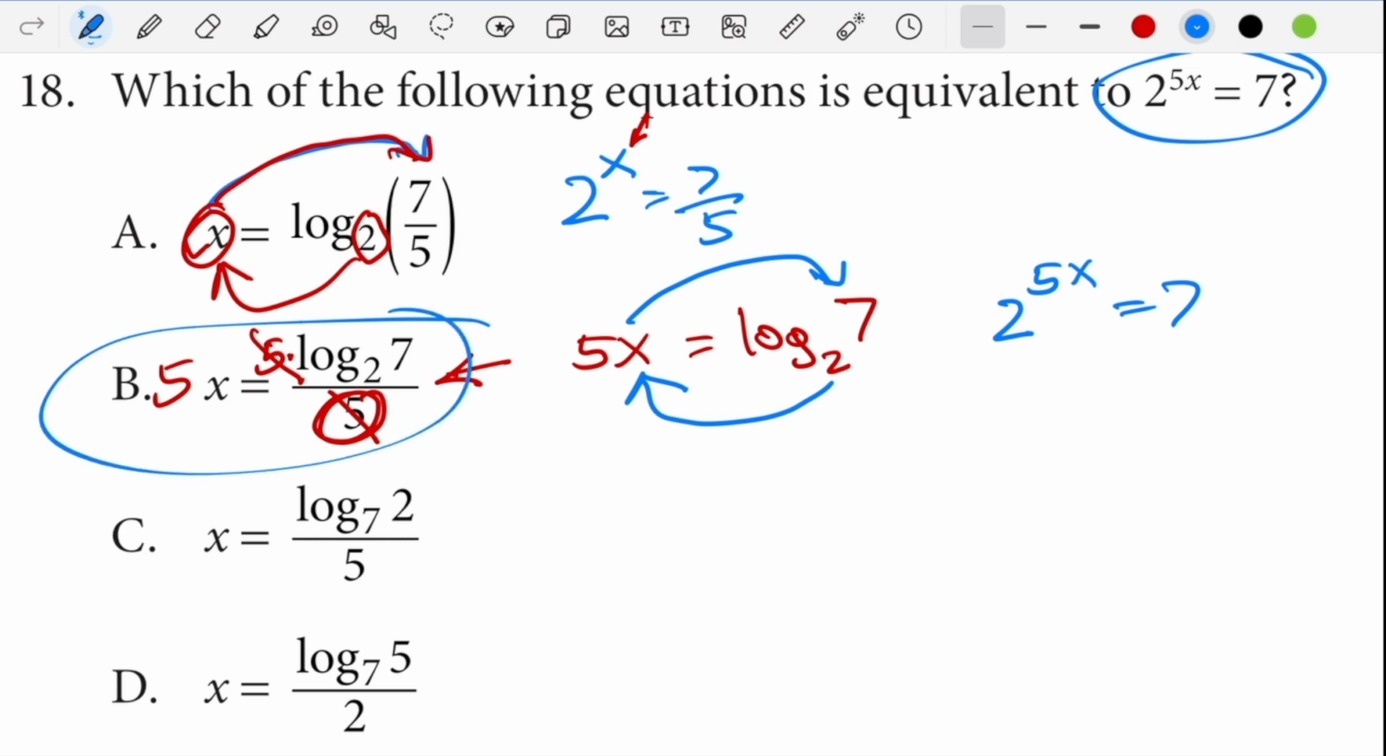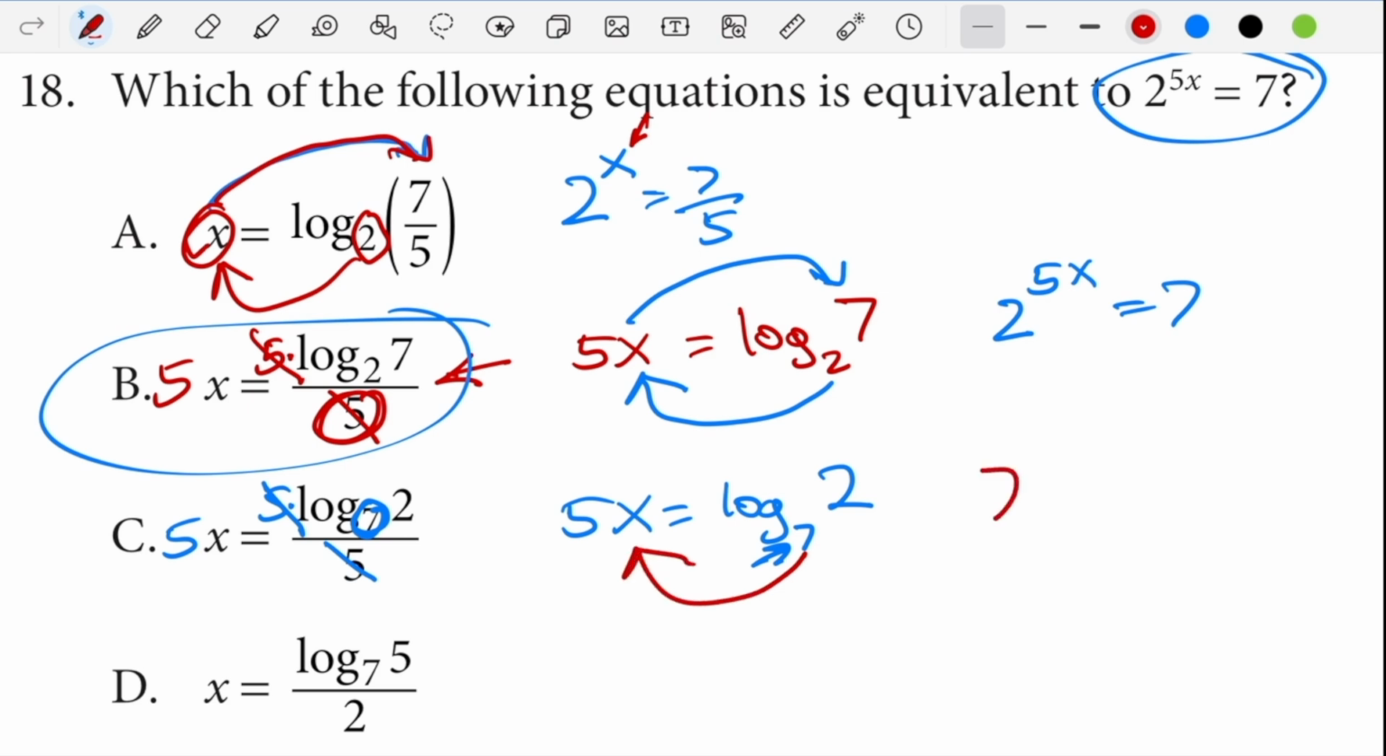Okay, let's do the other 2. I got to cancel this 5, right? Multiply by 5, multiply by 5. This 5 cancels with this 5. And now I have 5x equals log on base 7 of 2, right? This should be a small number like this. Let me rewrite it. 7 to the 5x equals 2.